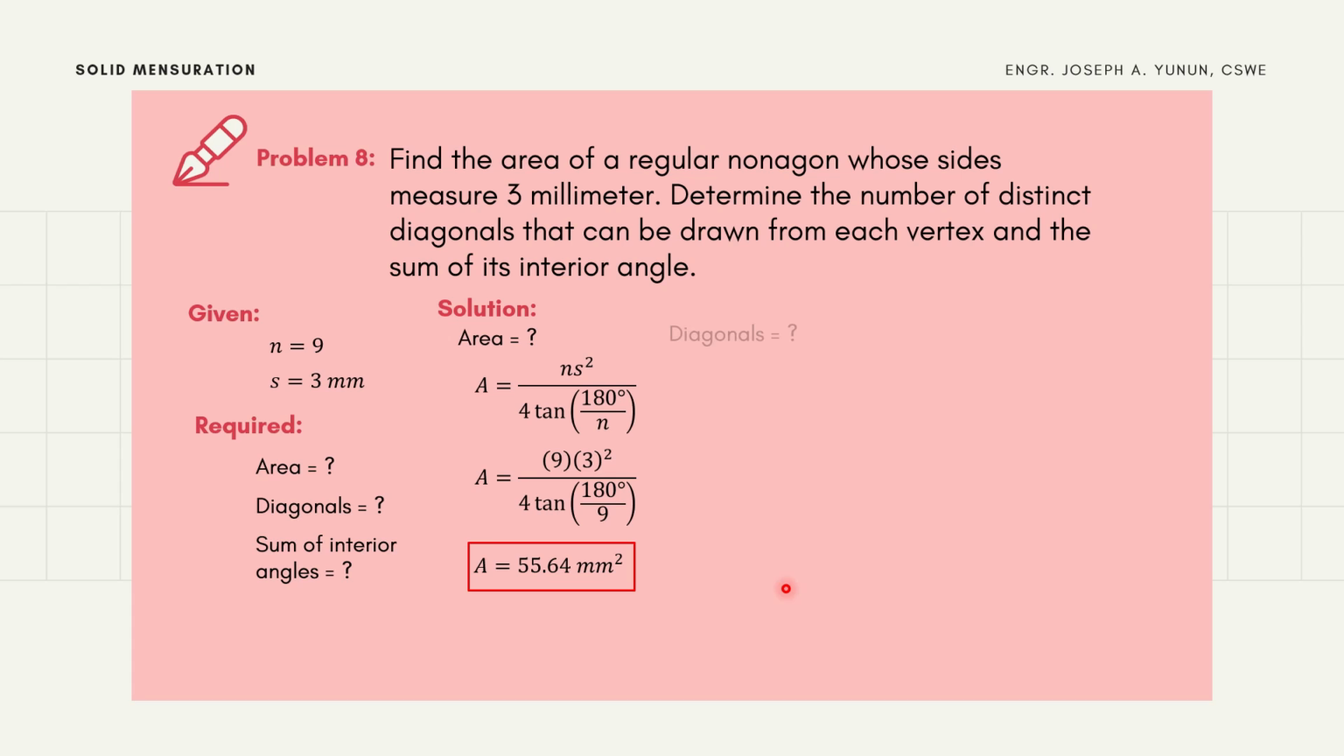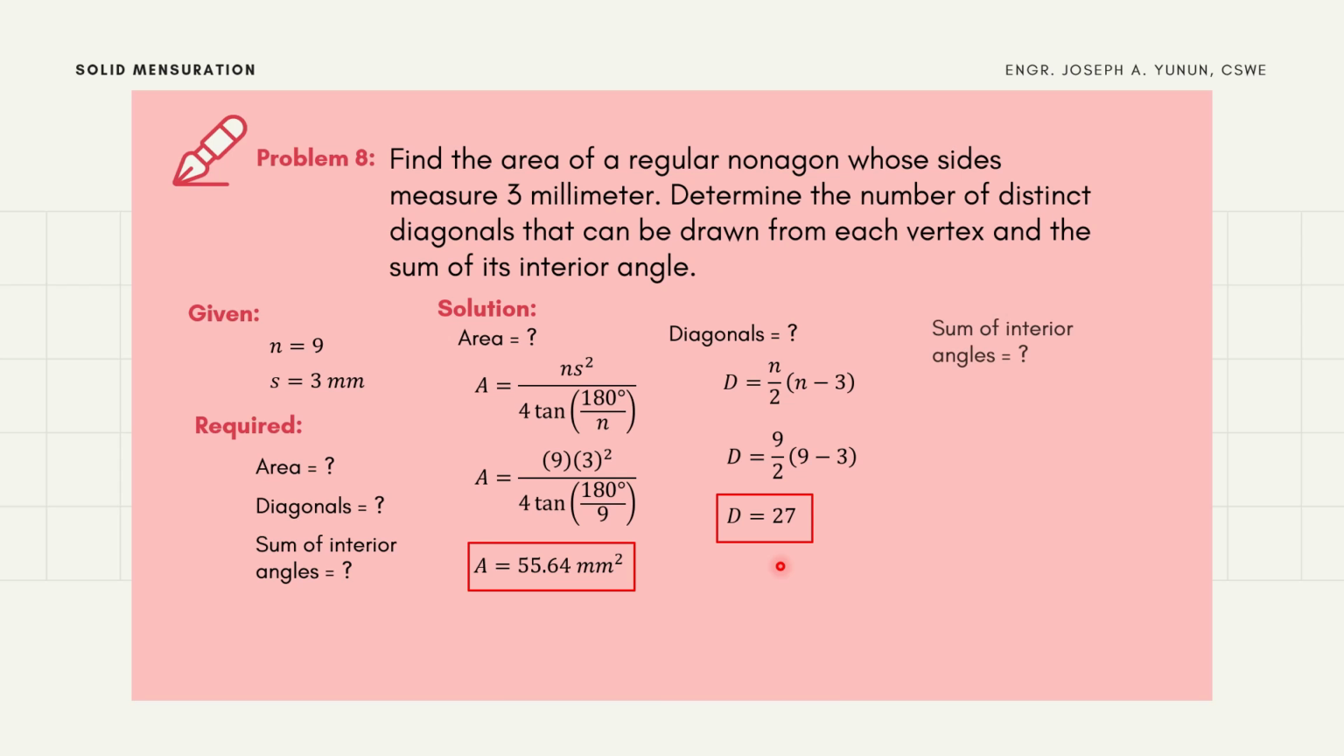Now for the diagonals, you have the formula for diagonals, which is n over 2 times n minus 3. You are given the number of sides, so you need to substitute that value into the formula and simplify using your calculator. The number of distinct diagonals for a regular nonagon is 27.